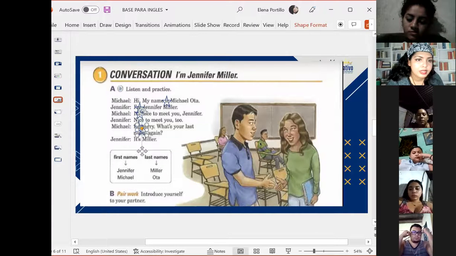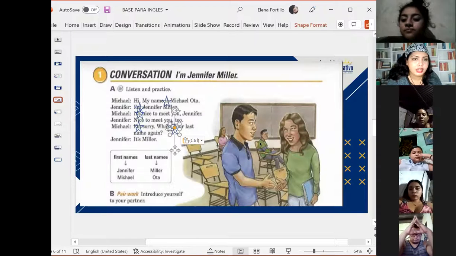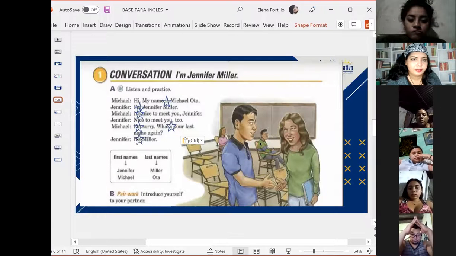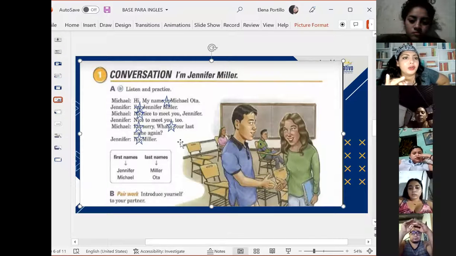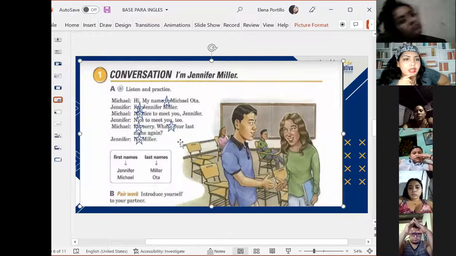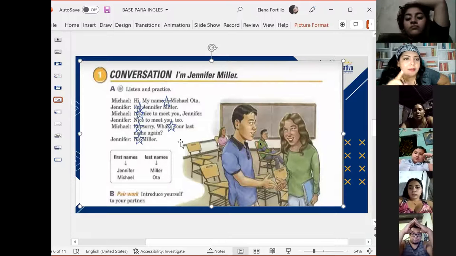I'm going to do it like this, and I need this star to move here. And in the last sentence here. So let's see, we have some stars in that conversation. Tenemos un par de estrellas ahí que nos están demostrando en cuáles oraciones están escritas los verbos to be. In the first one, is. In the second one, am. In the third one, is again. In the fifth one, we have two. Am, is. And in the last one, is again.